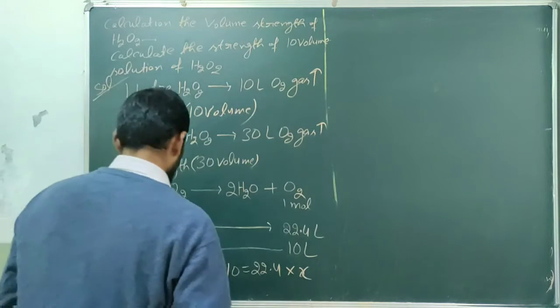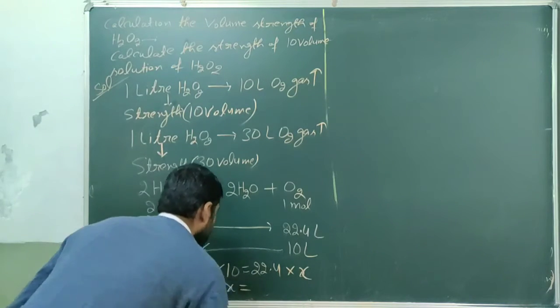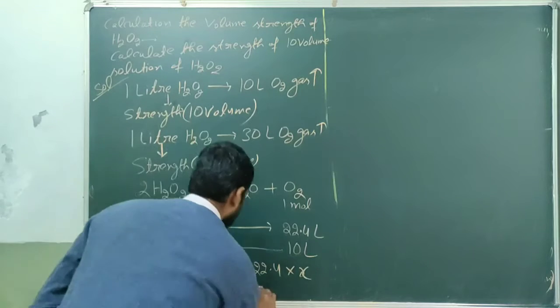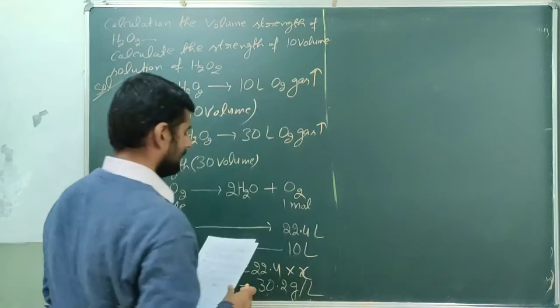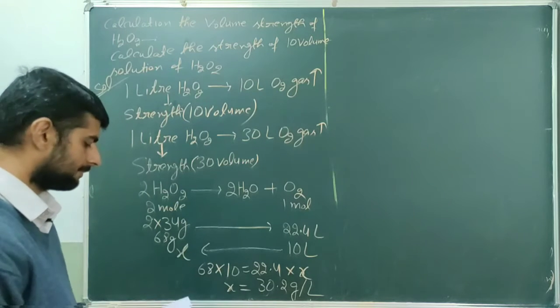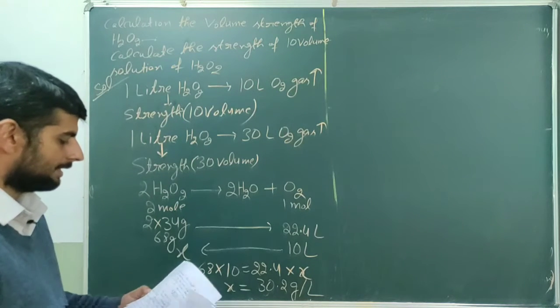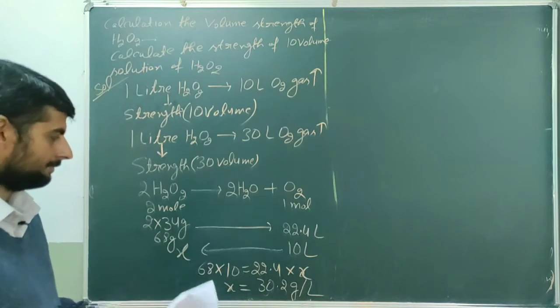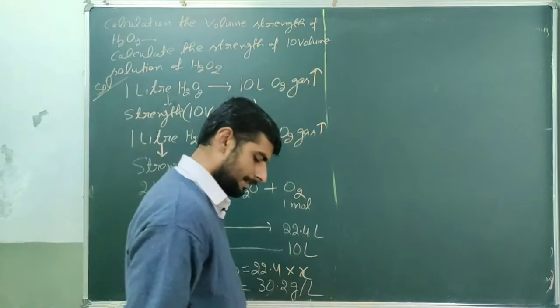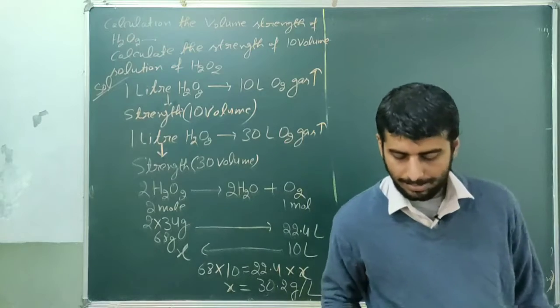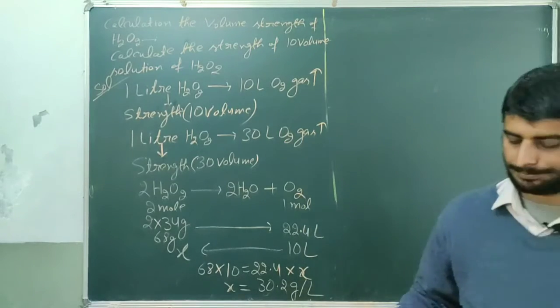Okay. And what is given in the textbook is 30.2 gram per liter. That will be the answer. Clear, students? Can you do it? The calculation part you can do. Clear?